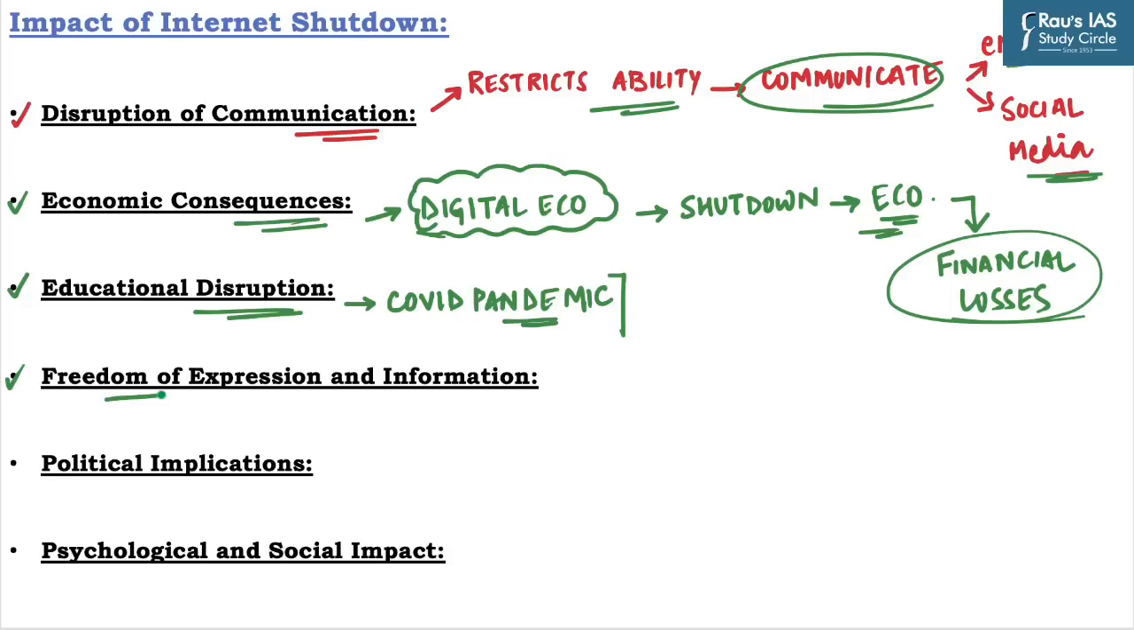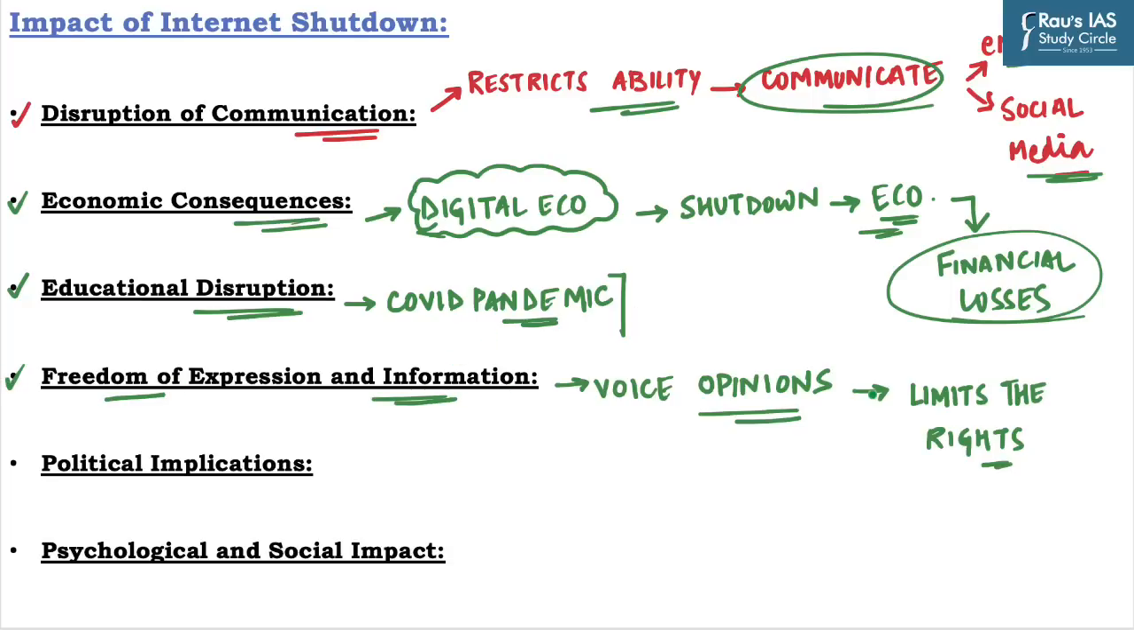The fourth one is freedom of expression and information. The internet serves as a crucial platform for freedom of expression as it enables individuals to voice their opinions, access information, and engage in public discourse. An internet shutdown limits these rights and prevents people from expressing themselves freely. It also hinders the flow of news, restricts media coverage, and limits the public's ability to stay informed. Hence, it is an important issue which violates the fundamental right under Article 19.